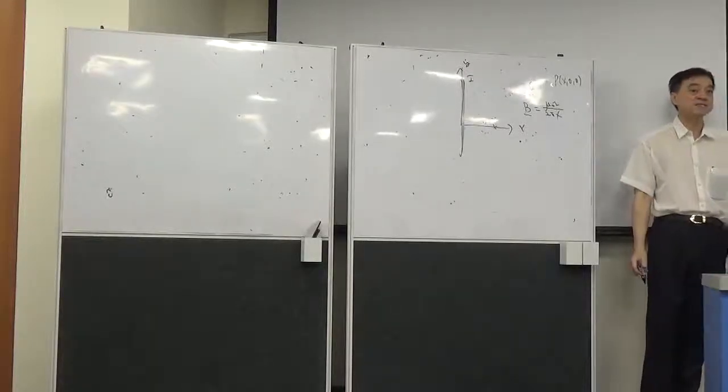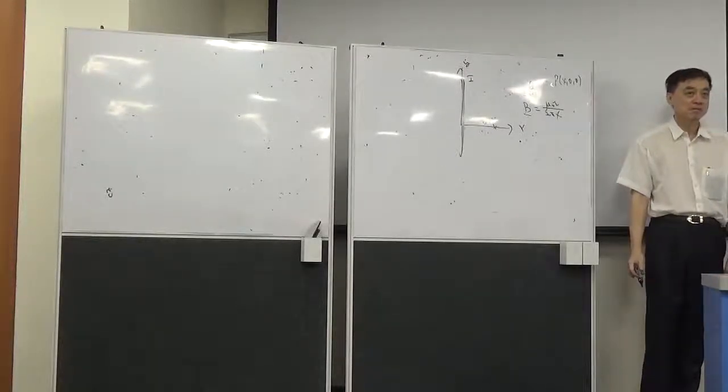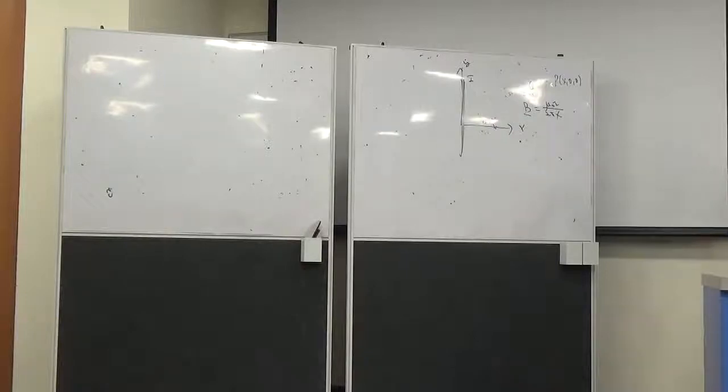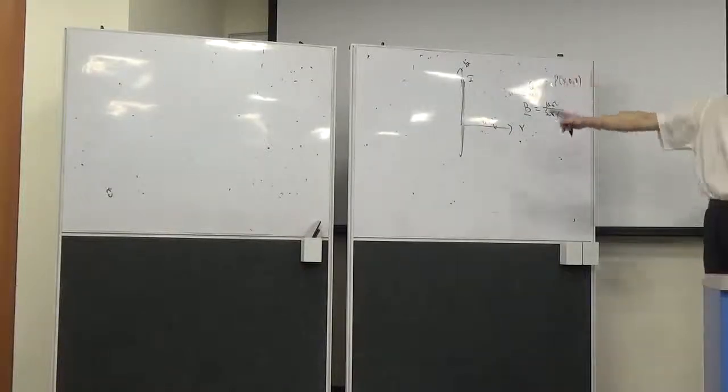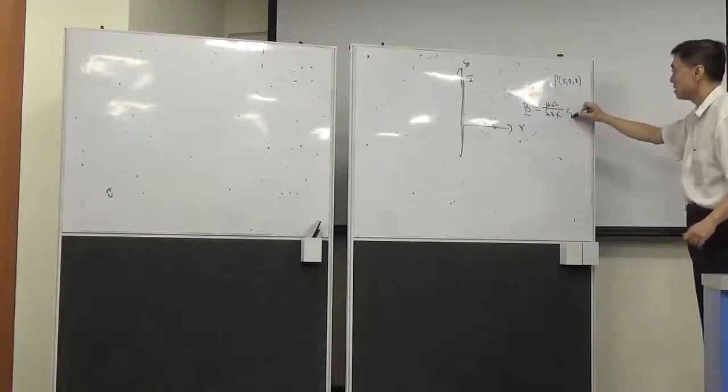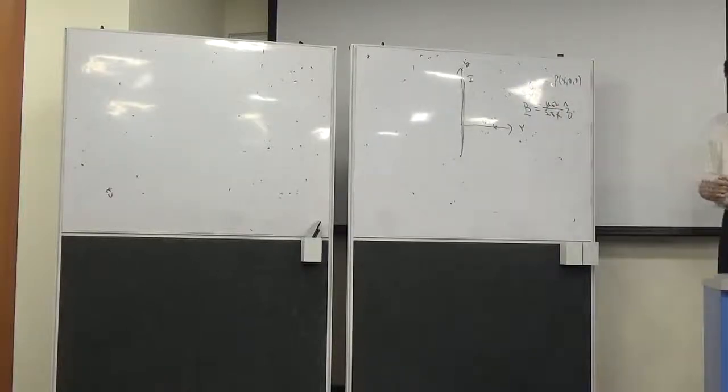Where is the magnetic field pointing? If this is a current I like this, where is the magnetic field? The magnetic field is going inside, right? Inside. X, Y, Z, so it is in the minus Z direction. So it is equal to minus Z. Okay? 3 marks.